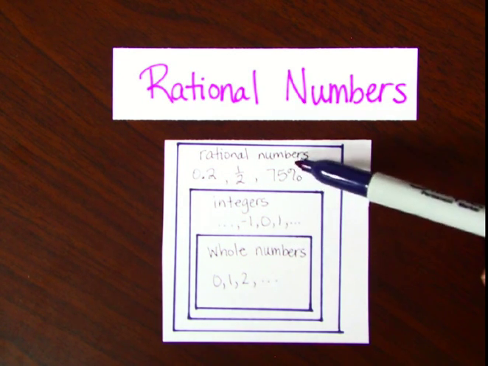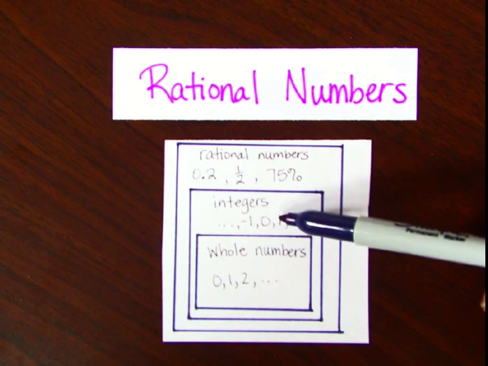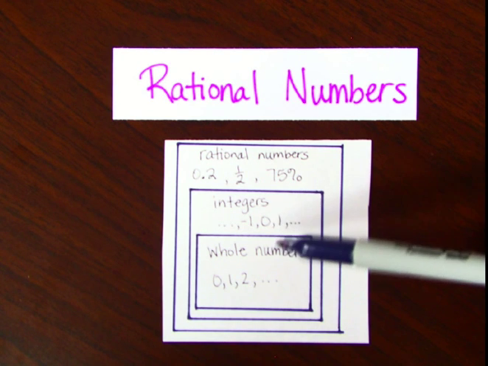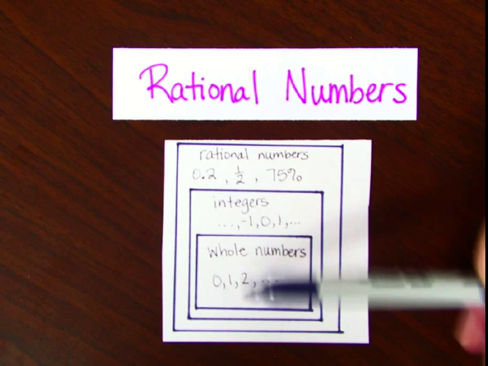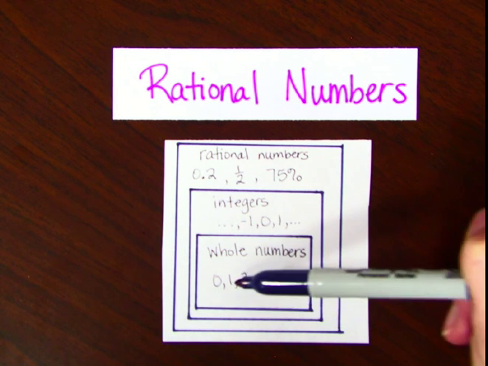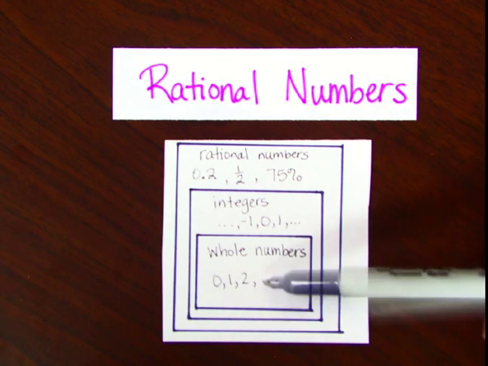Integers are rational numbers. They fall into that category. Remember, integers are the positive and negative counting numbers. And whole numbers fall into all of those categories because they can be written as a ratio as well: 1/1, 2/1, 3/1, etc.